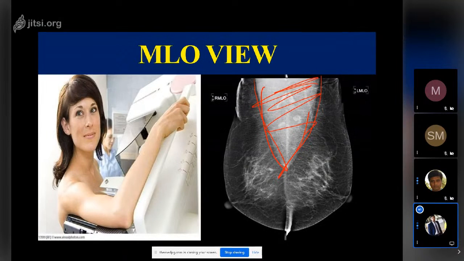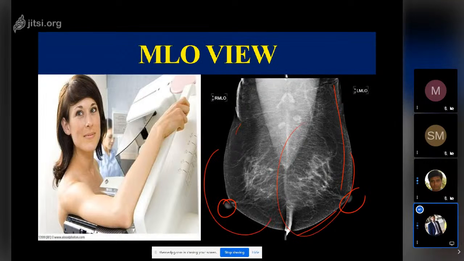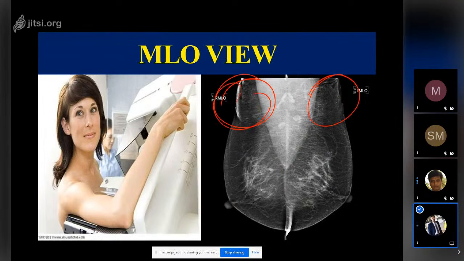This dense area is nothing but the area which is formed by the pectoralis muscle. So pectoralis muscle suggests that this is a mediolateral oblique, or a left or right mediolateral oblique. If you see this pectoralis major like this, that means that this is the mediolateral oblique view. And again, we can see that this is the nipple and this is the skin. We can see the two breasts very clearly by the mediolateral oblique. And this area corresponds to the axillary tail of the mediolateral oblique view.